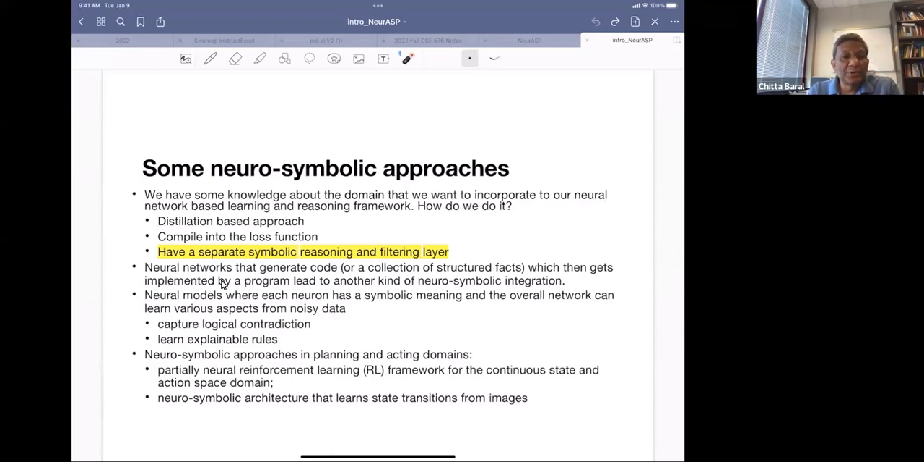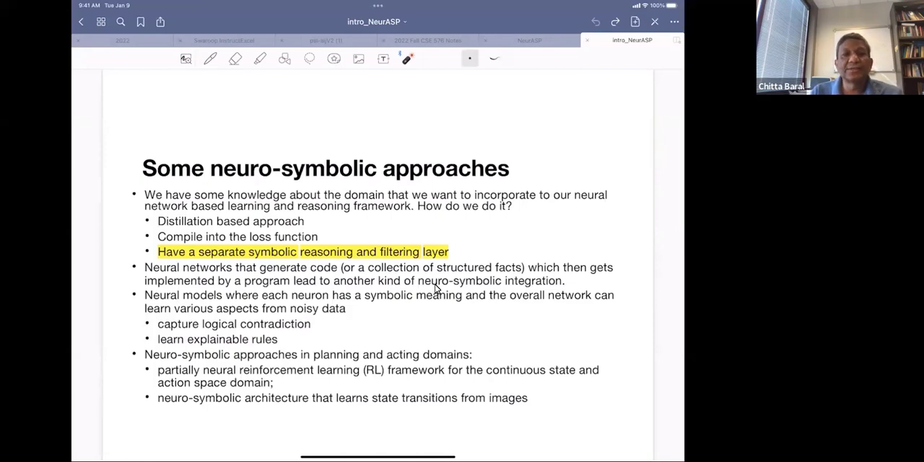Another is neural networks, and especially these days language models and Instruct GPT, they can generate code, which can then get implemented by a program. So this is another kind of neurosymbolic integration. You may have heard that big language models have trouble with doing simple addition, but they are pretty good at actually generating code that you can then, say, give to a calculator. There are some recent papers in this direction.